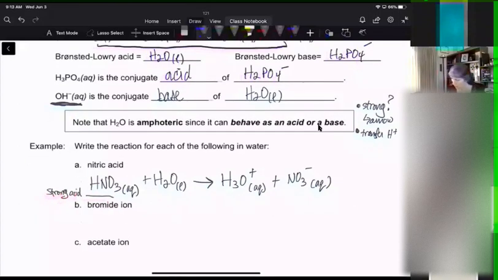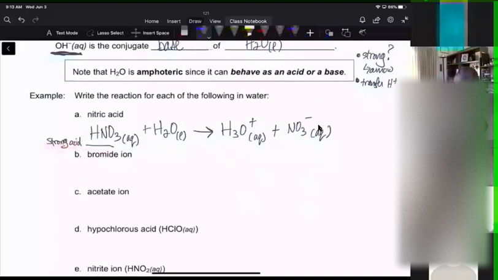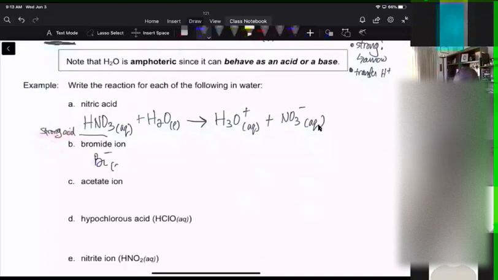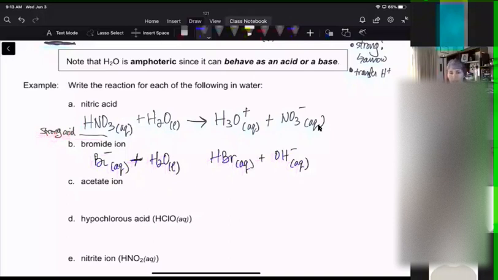Now what about bromide ion? We'll go ahead and put it in water. There's only one way to transfer the proton. So let's write our products with that proton transfer. Do you recognize anything that helps you write the correct arrow? I think the hydrobromic acid is a strong acid, so then it's going to be one way.